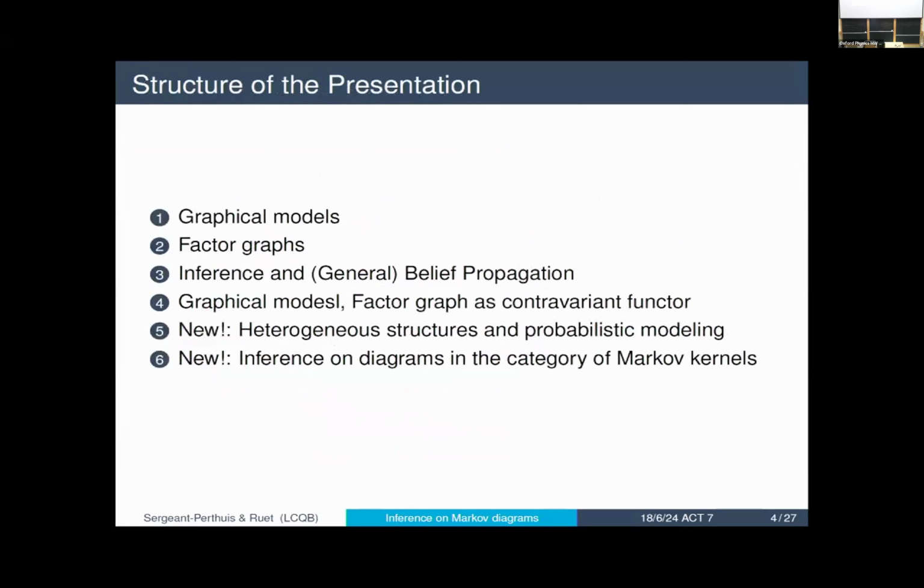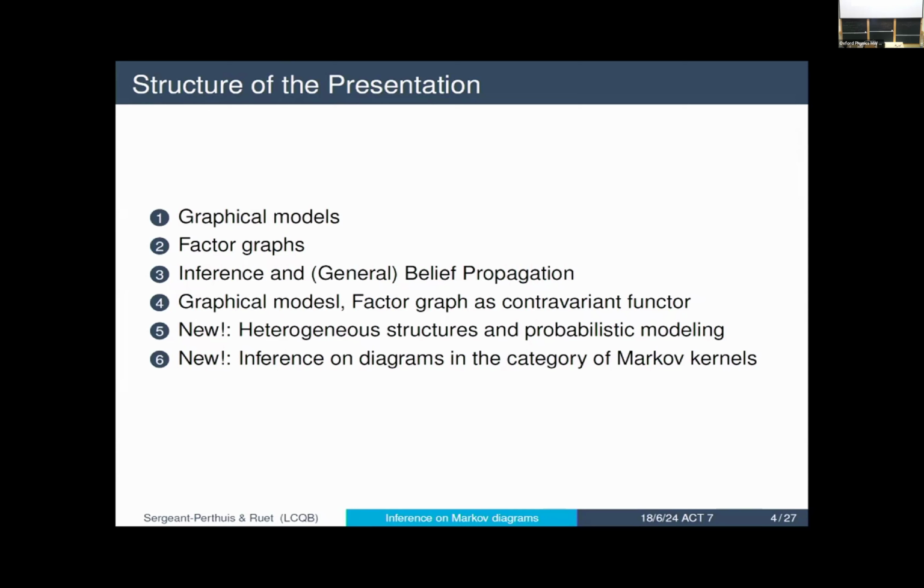So first graphical models, then factor graphs to generalize the two, then inference. Inference is belief propagation. It's an extremely important algorithm. It's a message passing algorithm, a very general class of algorithms for inference on this. Graphical models, factor graphs, and you want to see them now as contravariant functors to be able to account for heterogeneity.